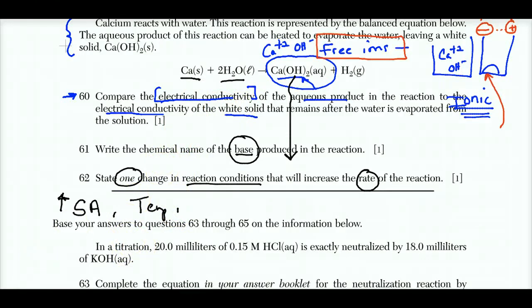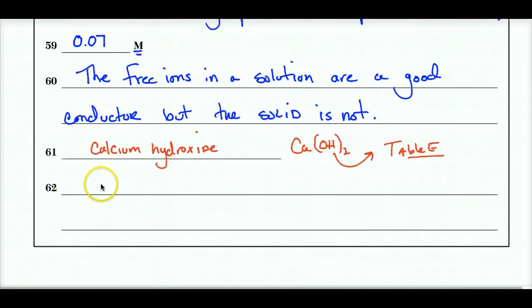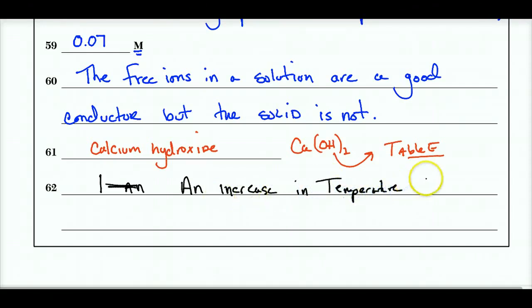So to our booklet we go. Okay, so you could have picked an increase in temperature. They didn't ask for why. You certainly could say an increase in surface area, and those are two examples, but it's not limited to that.